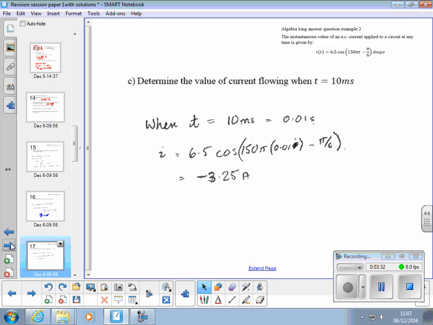Okay? So, part C. When t is equal to 10 milliseconds, so we put a 0.01, the equivalent to 10 milliseconds, just plugging into the formula, calculating, you should get minus 3.25 amps. 2 marks. I believe 3 marks I've given for that. 3 marks for that.